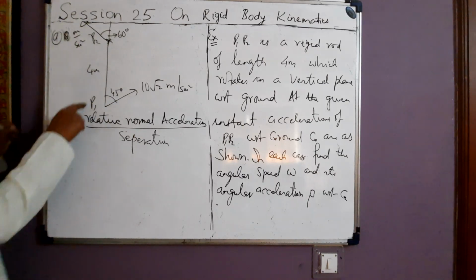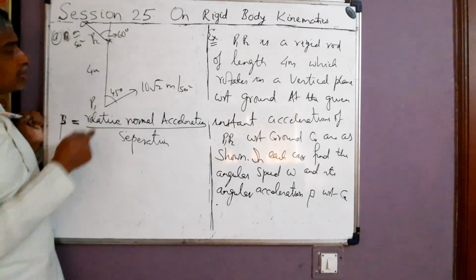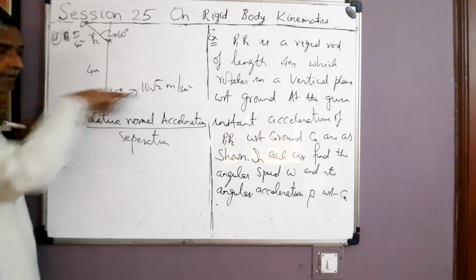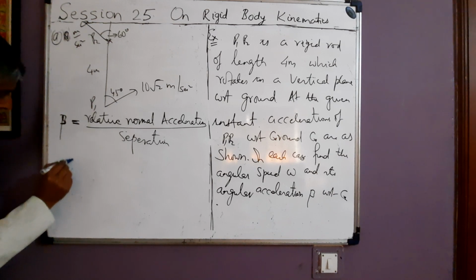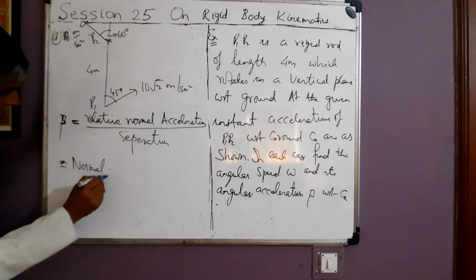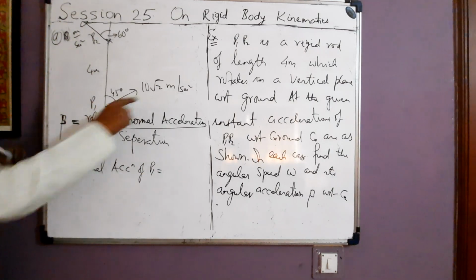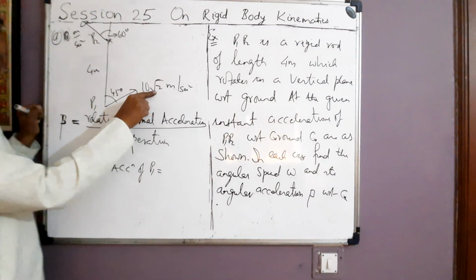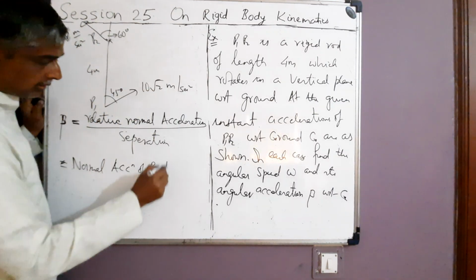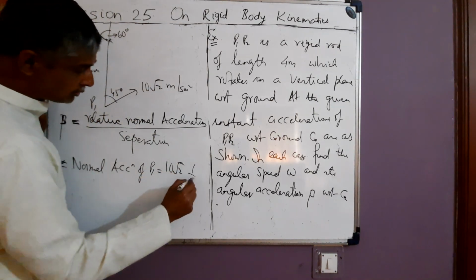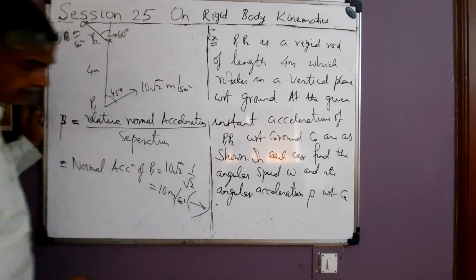Now, what is the normal acceleration of P1? It is the component of the acceleration of P1 with respect to ground, A P1G, normal to line P1 P2. That is simply 10 root 2 sine 45 degree. 10 root 2 sine 45 degree becomes 10 meter per second square in rightward direction.